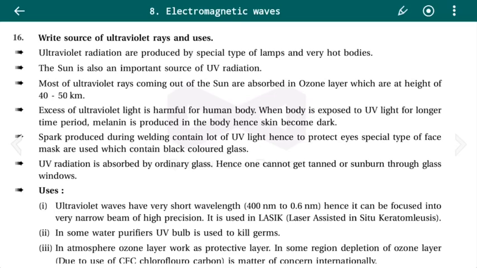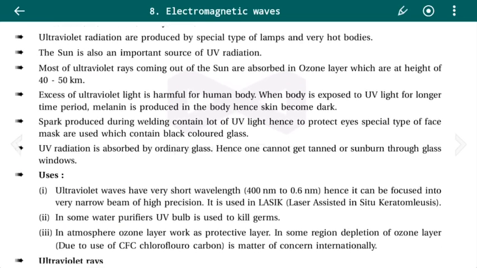Most of the ultraviolet rays coming out of the sun are absorbed in the ozone layer, which is at a height of 40 to 50 kilometer. We have already studied in the lower standard that the ozone layer protects us from ultraviolet rays. That means it absorbs the rays so that they cannot reach the Earth's surface. So most of the rays are absorbed by the ozone layer.